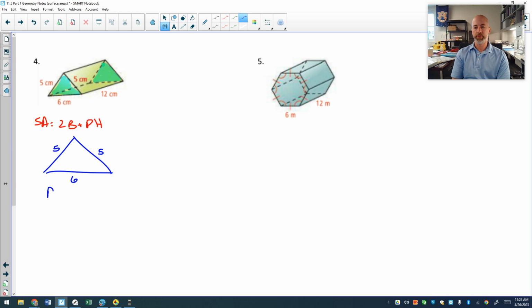5, 5, 6. Perimeter is going to be 16. I can add those pretty quickly. The area, however, we need the altitude or the height of that base. And we're going to draw one in here from this vertex, drop straight down here.